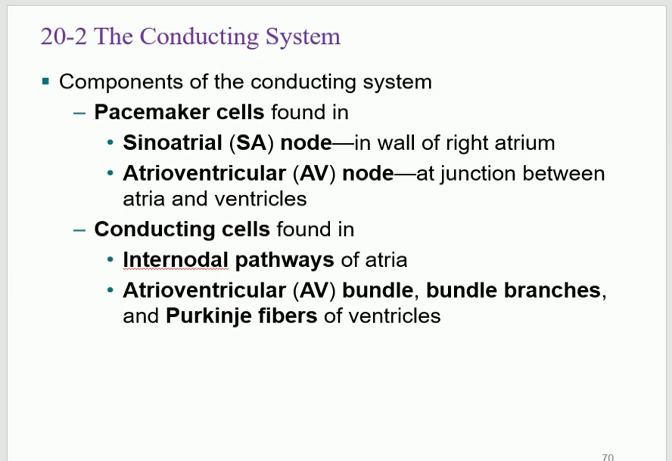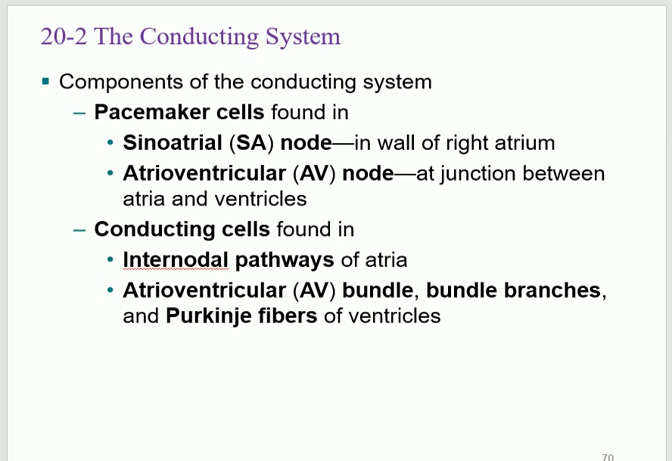Where is it located? Read the name. Sinoatrial node. It's located between the sinus and the atrium. Do you remember the sinus? Sinus versus the conus. So it's located between the sinus and the atrium, and this is where the name came from. So obviously it's up there in the atrium, between the atrium and the sinus.